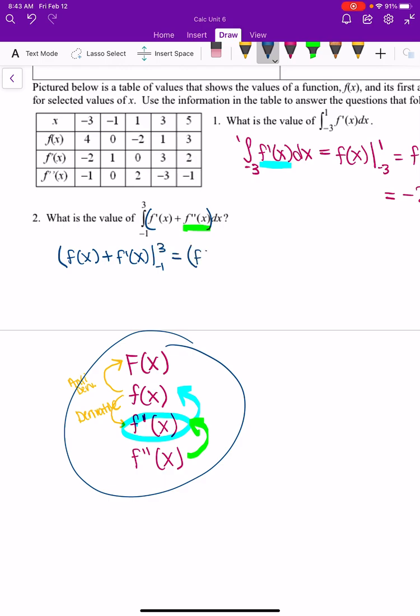We're going to plug in 3 and subtract, plugging in -1. F of 3 is 1. F prime of 3 is 3. F of -1 is 0, and f prime of -1 is 1. So I get 4 minus 1, which is 3.